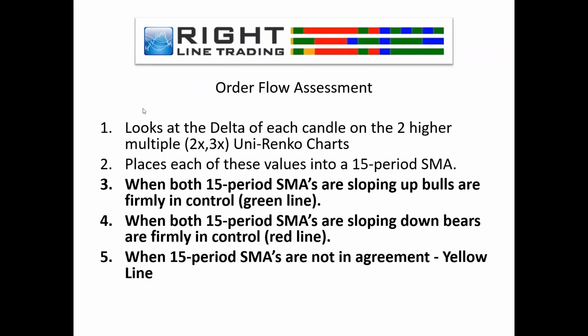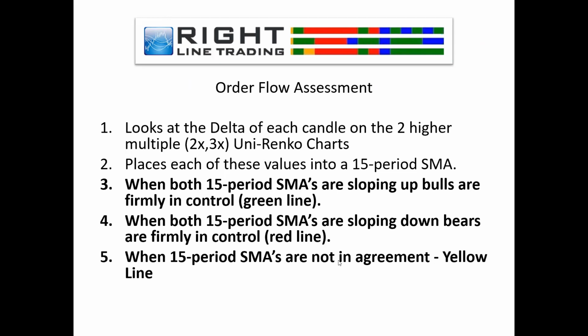And all of the market delta values are placed into a 15-period simple moving average. And that simple moving average smooths out the data, because you're basing your assessment off the average value of the last 15 market deltas. So when the slope of the 15 period is heading up on both time frames and the lines are green, that order flow assessment line will be green and the bulls are firmly in control of the market. And when both of those 15 periods are sloping down, then the bears are firmly in control of the market.